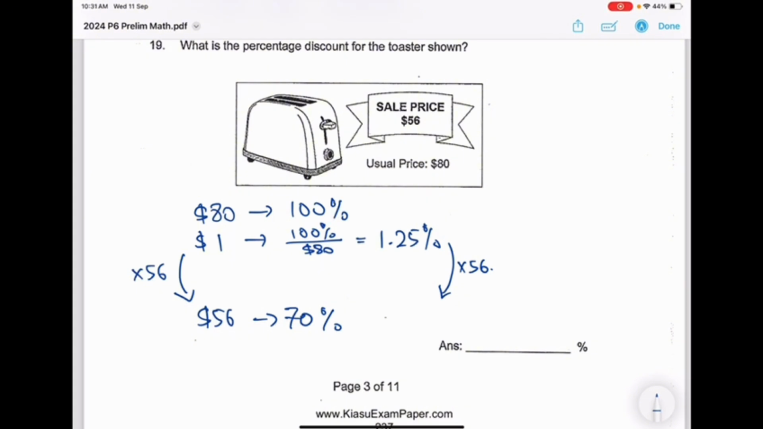So the discount has to be what was removed, right? And that is just 100% minus 70%. And that would give me 30%. And this is my answer for question number 19.